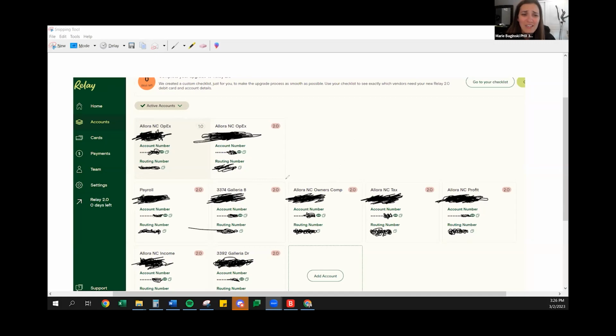So I don't know if this snippet is helpful for you guys, but I actually love banking with Relay for this specific reason. You can have up to 20 sub accounts and it's completely free. And I don't know any other bank that allows you to do that.